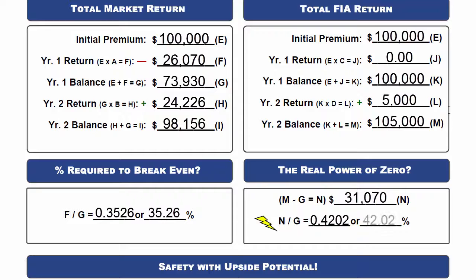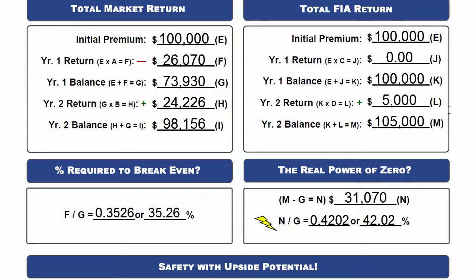We can now use that total, divide it by the value on line G, and this would give us 0.4202, or in other words, 42.02% would have been the real power of zero, meaning that at the end of year one, if we were directly invested in the market in that S&P 500 index, and we lost that value and we only have $73,930 left, well, if we received a return of 42.02%, then our account value at the end of year two would be $105,000, or in other words, the equivalent of what our account value was inside of the indexed annuity.